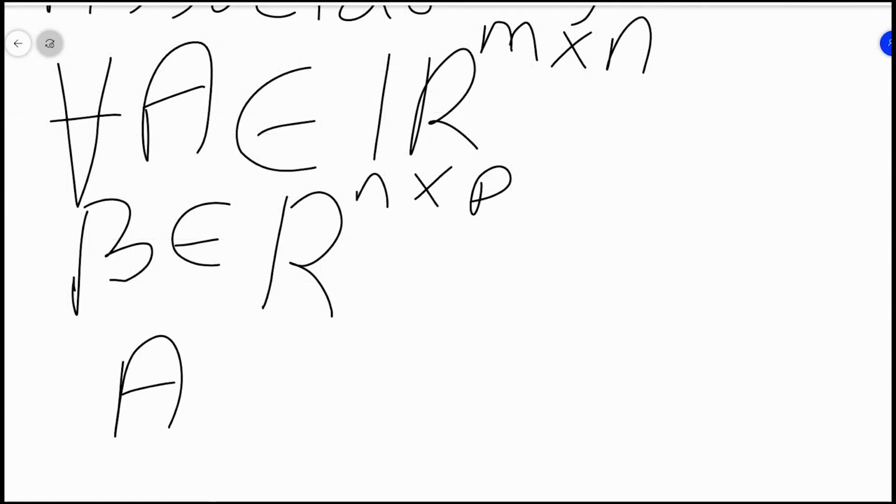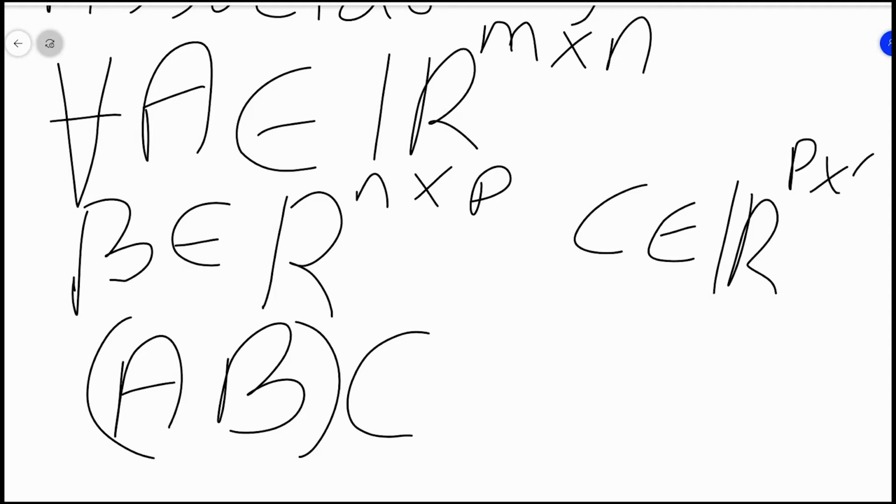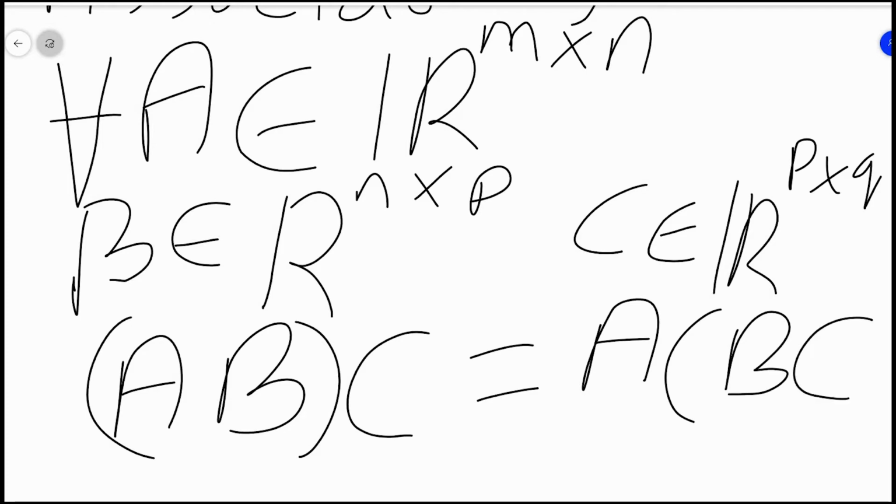A times B, multiplied by C, where C is an element of R^(p by q). So A multiplied by B multiplied by C is equal to A multiplied by B multiplied by C, with the brackets grouped differently. This is what we call associativity. That's when you multiply A by B, then by C, it's the same thing as multiplying A by the product of B and C that you've already multiplied. So that's our first property.